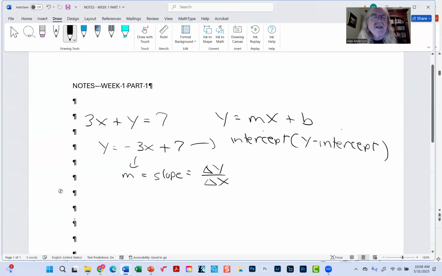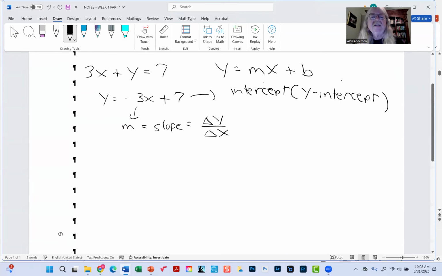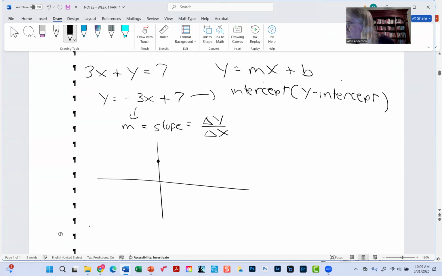So you should be able to guess or take a good look or write a very good sketch of this thing. So this is the point 0, 7. And 3 is a pretty steep slope, so we'll just write it like this. Oh, wait a minute. I'm sorry. I didn't even see the negative there. Sorry. Hold on. All right. We have to go the other direction. Okay. So we have everything.